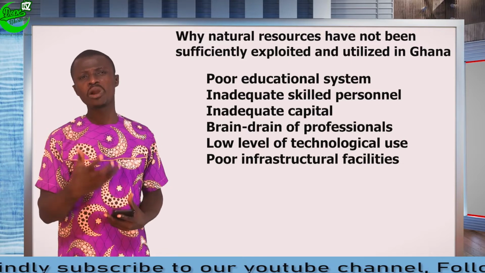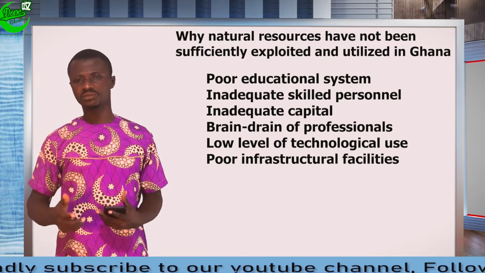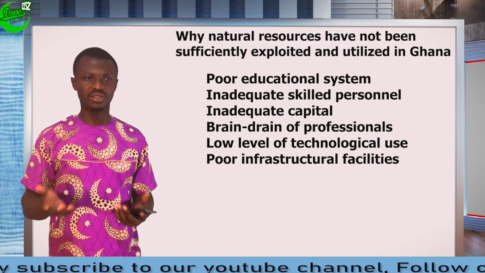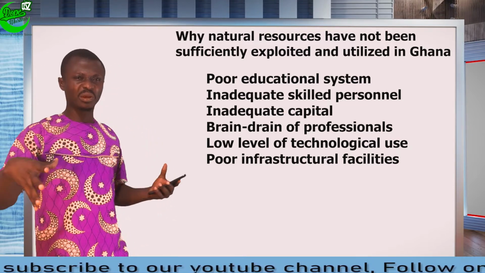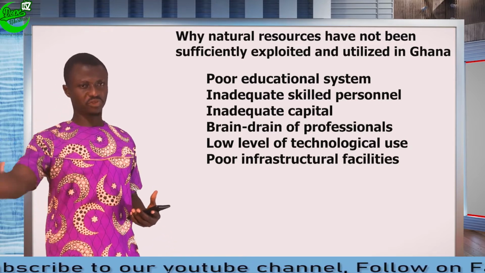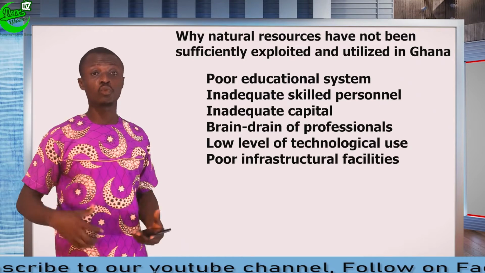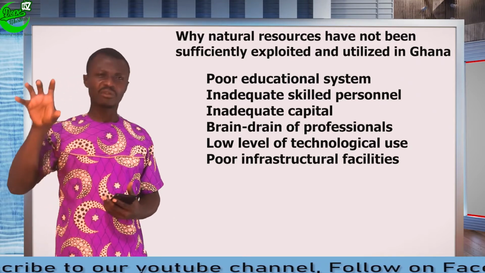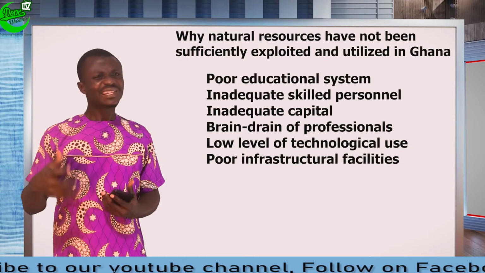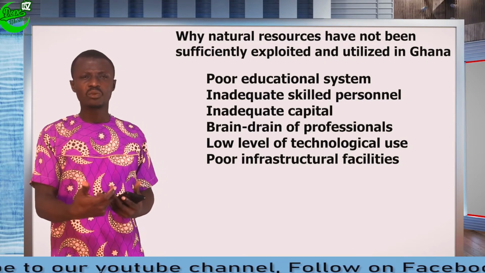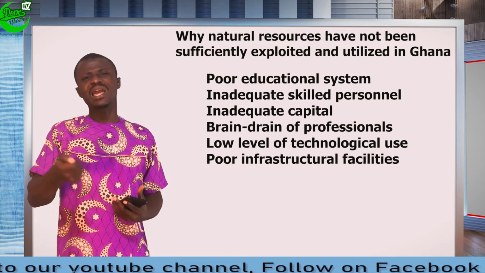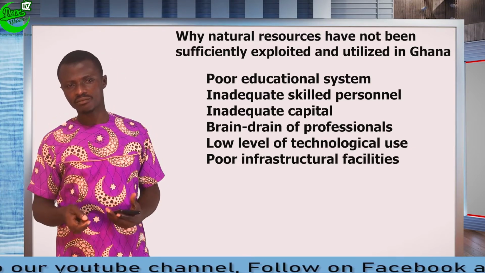There are also poor infrastructure facilities in the country. There are goods, farm produce in the village or on the farm, that, because of the poor road network that we have, are not able to be transported to the market for buyers. Some of them will remain in the bush and rot. There are other facilities that we are lacking. So it is not making it very easy for us to exploit the natural resources that we have.